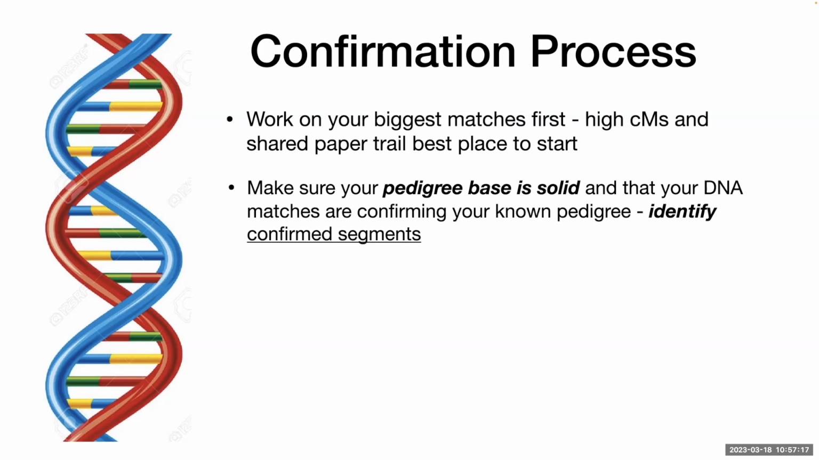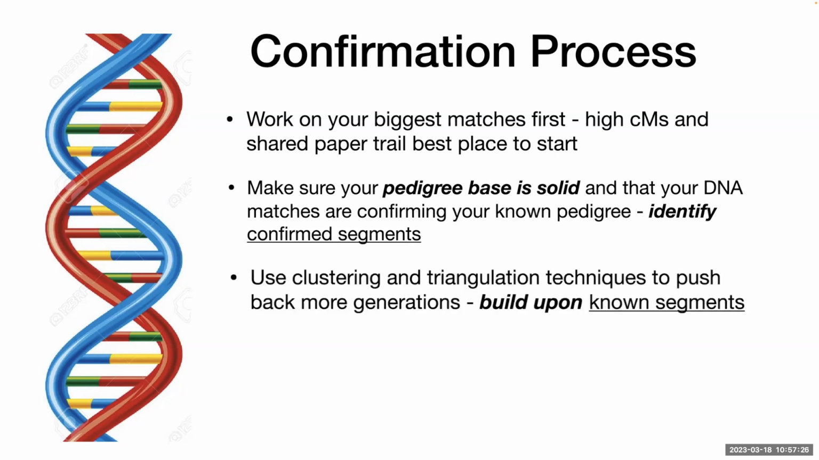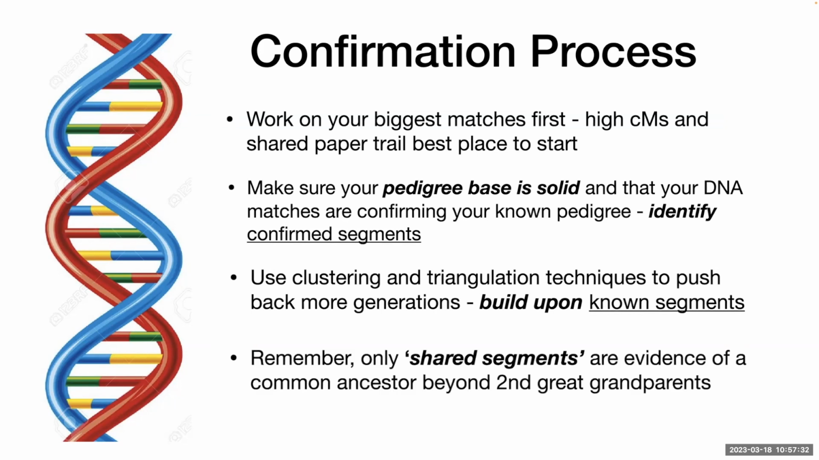But you can't do that until you've actually done all your close ancestors. And for that, I talk about up to 2nd great grandparents. Then use clustering and triangulation techniques to push them back further generations. And as I said, in my opinion, shared segments are the only evidence for past 2nd great grandparents, but that's just my rule. I'll talk a little bit more about that as we move forward.